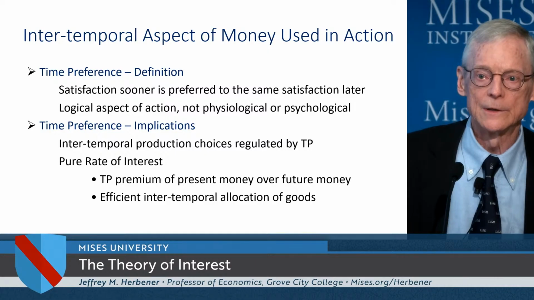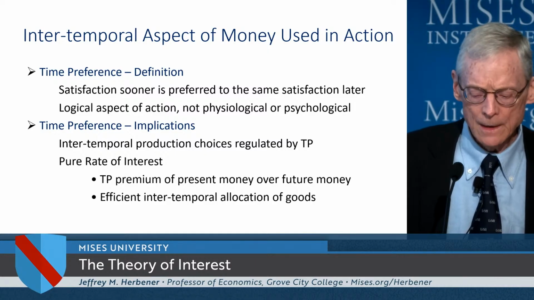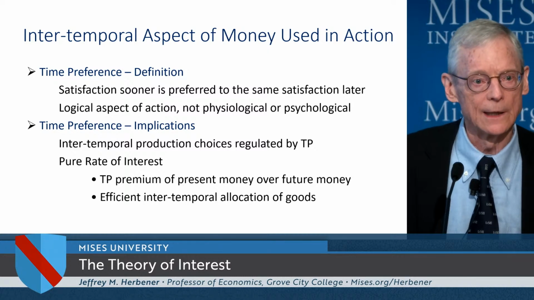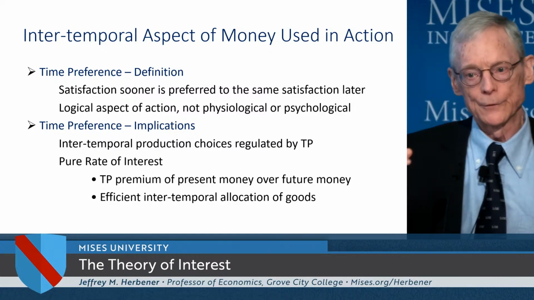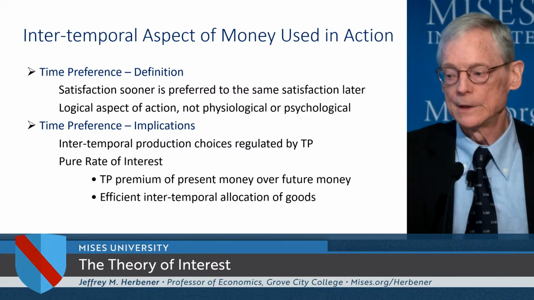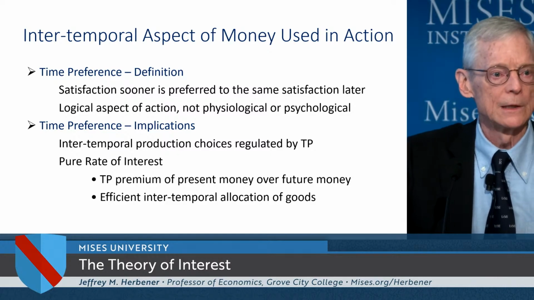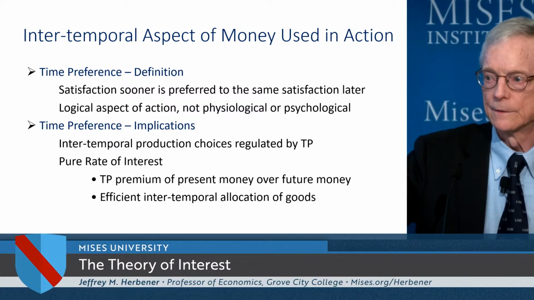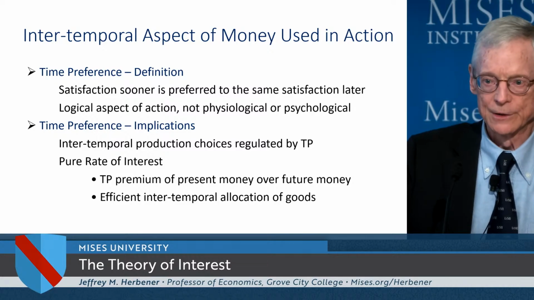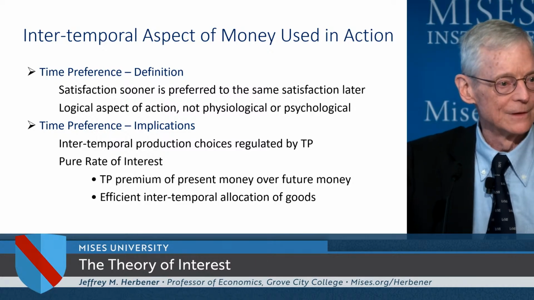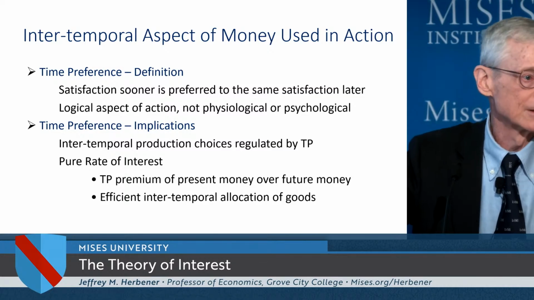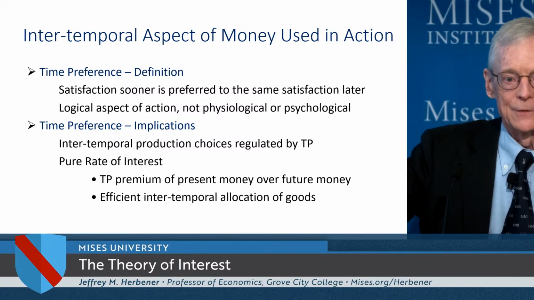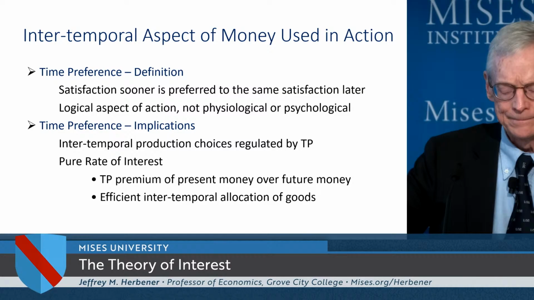And what we're going to show as we move along is that we're defining the pure rate of interest as the time preference premium of present money over future money. If you read the broader literature, especially the neoclassical literature, the interest rate, just like all prices, is in kind. It's in goods. And so you get barter exchange ratios in Walrasian general equilibrium models, and you get interest rates in some numeraire good, right? Apples or bags of flour or whatever.